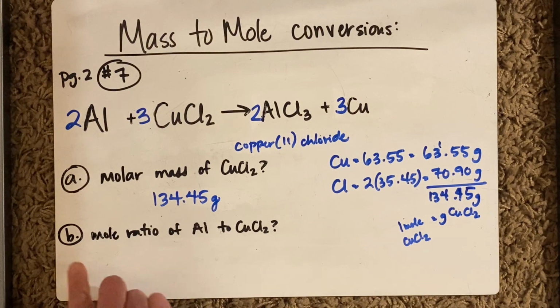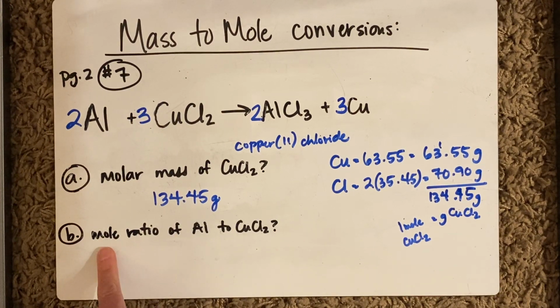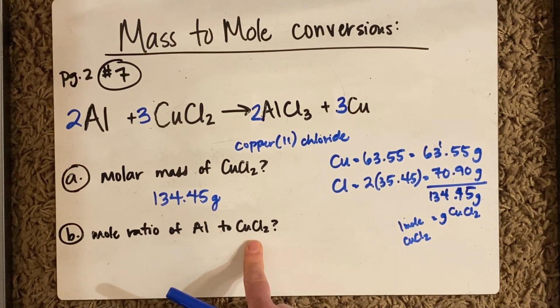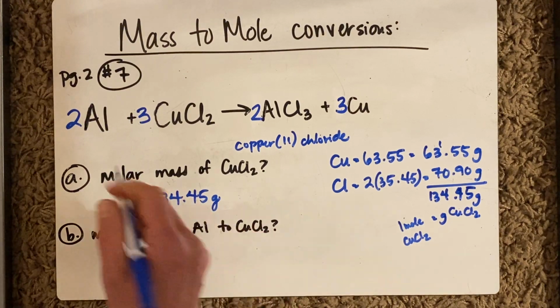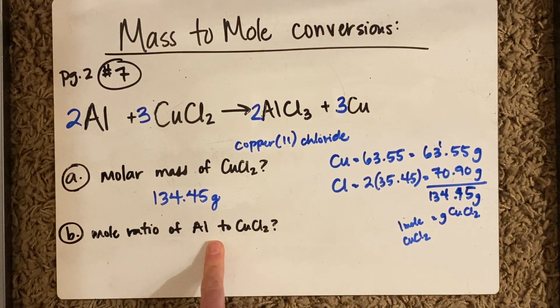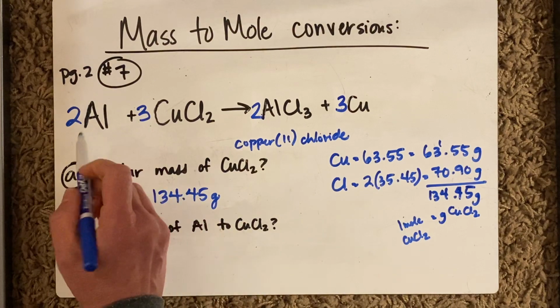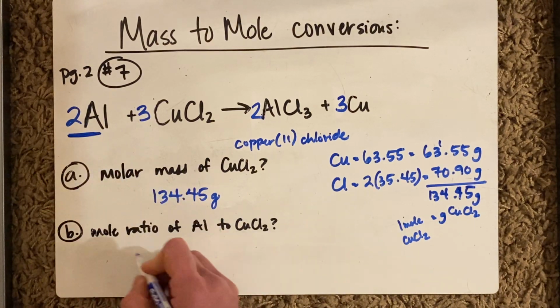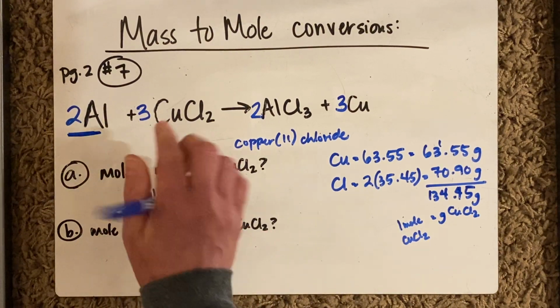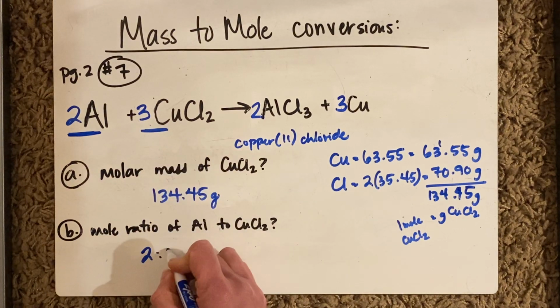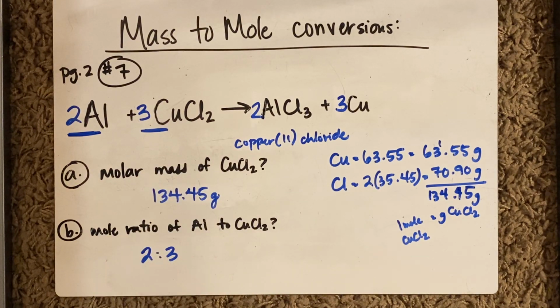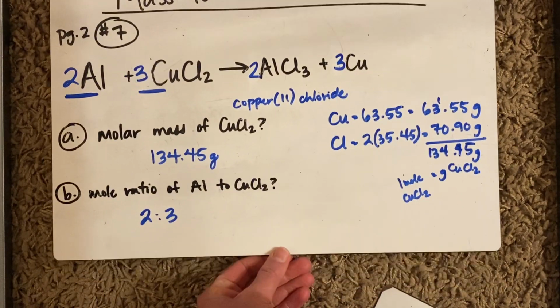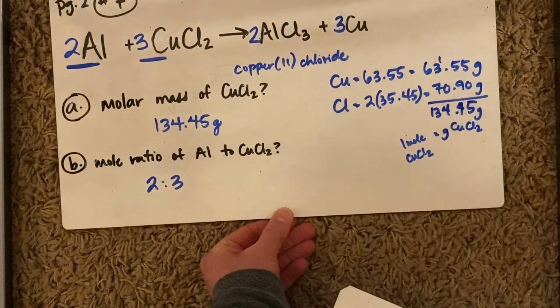Okay, second question B. What is the mole ratio of aluminum to copper 2 chloride? So remember, when we're doing mole ratio, we always look at the coefficients. So the coefficient for aluminum is 2, so we'd write 2. The coefficient for the copper 2 chloride is 3. So the mole ratio is 2 to 3 for aluminum to copper 2 chloride.